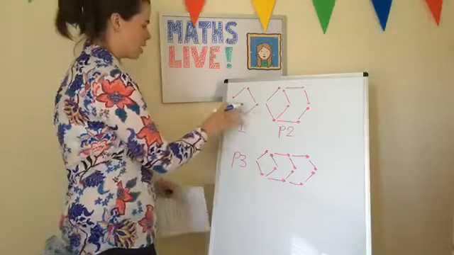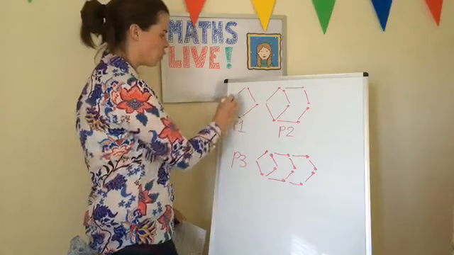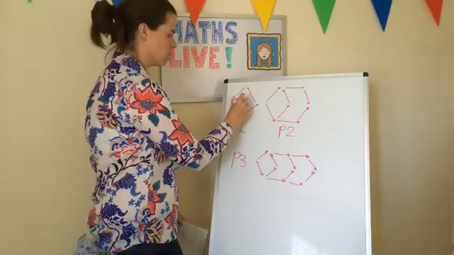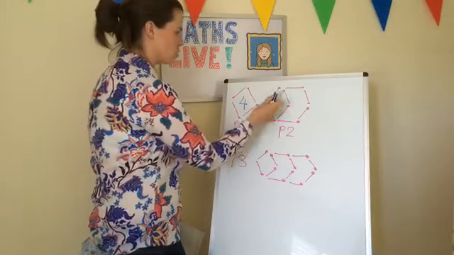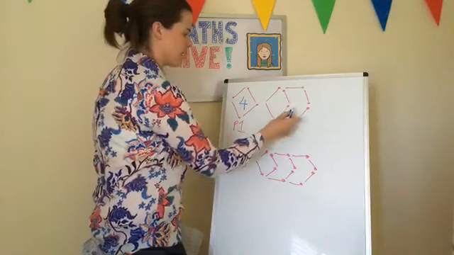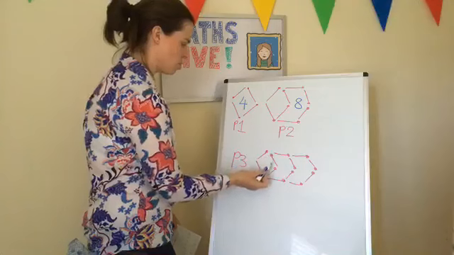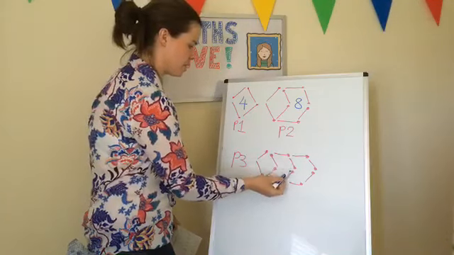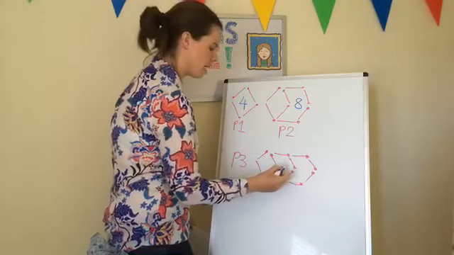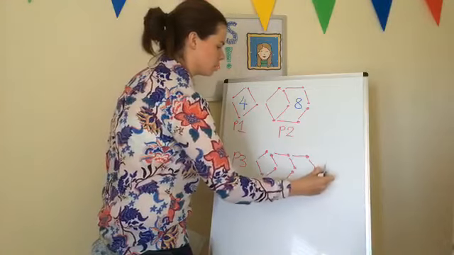So let's look. Right, pattern. So, matches. There's 4 matches in pattern 1. There's 1, 2, 3, 4, 5, 6, 7, 8 in pattern 2. And then there's 1, 2, 3, 4, 5, 6, 7, 8, 9, 10, 11, 12. So there's 12 in pattern 3.